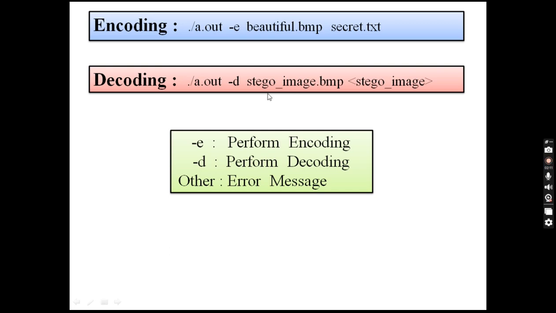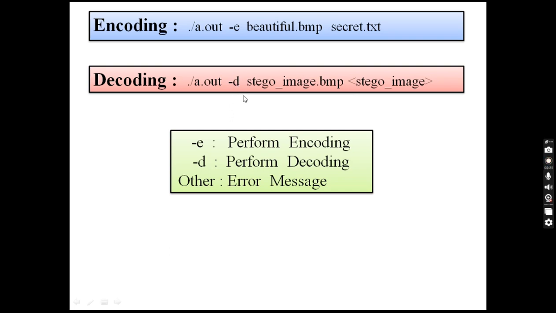If you want to decode that stego image, we have to give the option -d, that is ./a.out followed by -d and the stego image.bmp. Then we can perform the decoding operation. So like this we have to give the file names, and only then can we perform the corresponding encoding and decoding.